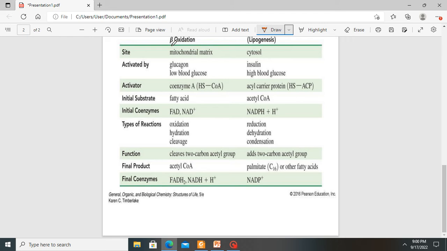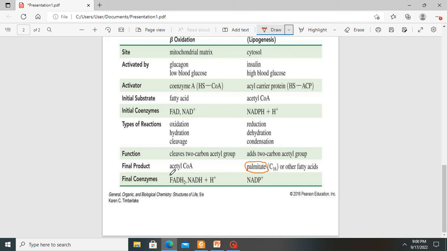The function of beta oxidation is to cleave two-carbon acetyl groups. But in fatty acid synthesis, we add two-carbon acetyl groups. In beta oxidation, the final product we expect is acetyl-CoA. After cleavage of the molecule, we must get acetyl-CoA as the final product. But for fatty acid synthesis, we always get palmitate, or palmitic acid, which is a fatty acid made of 16 carbon atoms, or other fatty acids.